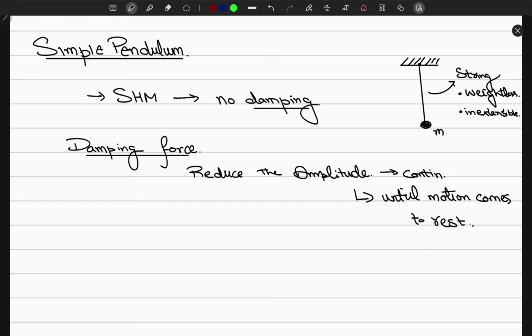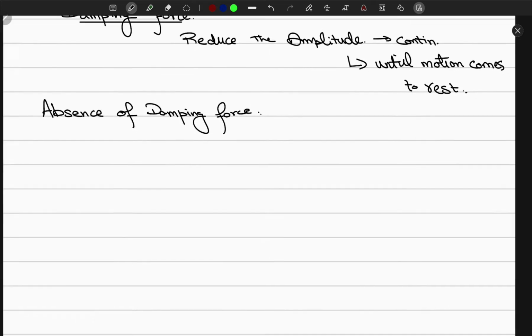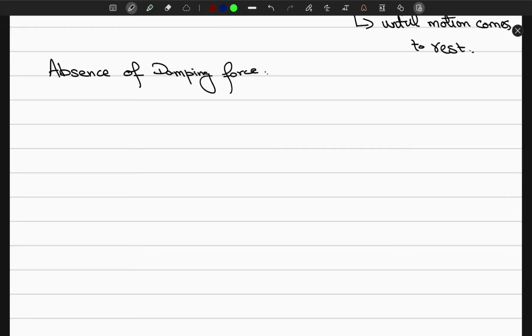right? Okay, so now you can assume a motion to be independent of this damping force, and in that case the damping force would be absent. So in the case of absence of this damping force, what would we have? Well, in the absence of this damping force, the restoring force would be given as what?